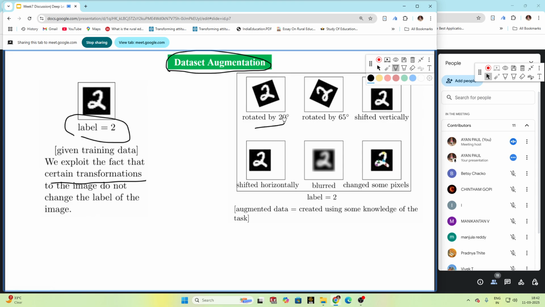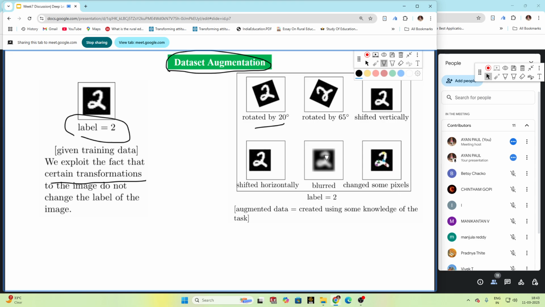If we just rotate the image by some degree, the label is still 2. If we rotate with some other degree, again the label is 2. If we shift vertically, like earlier our image was right at the center, now we are shifting up or down, then also our label will not change. Shifting horizontally, right or left: earlier our 2 was in the center, now I am shifting it towards left or right, then also its label is not changed.